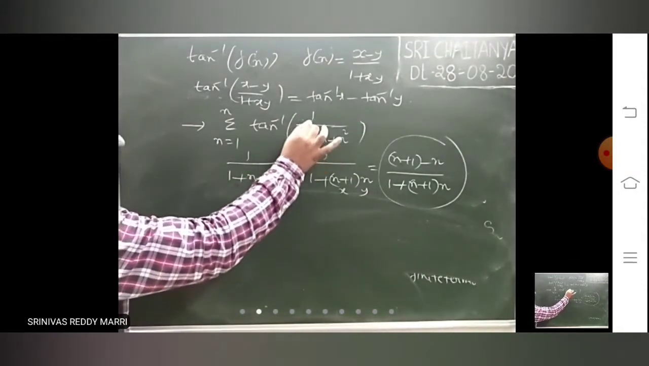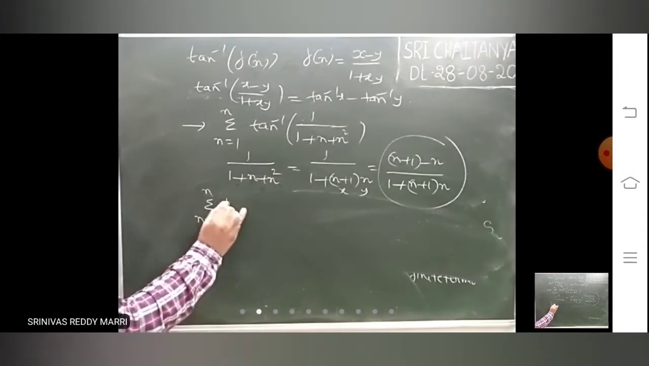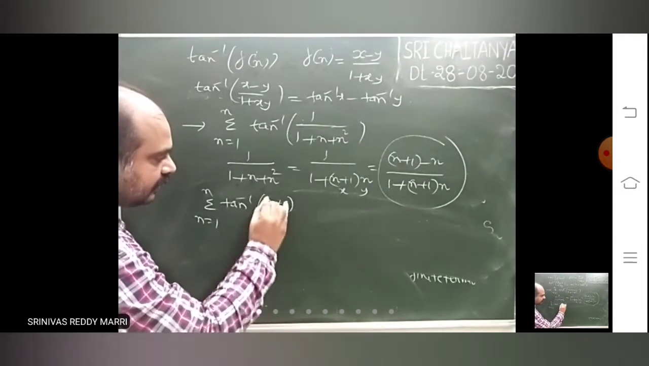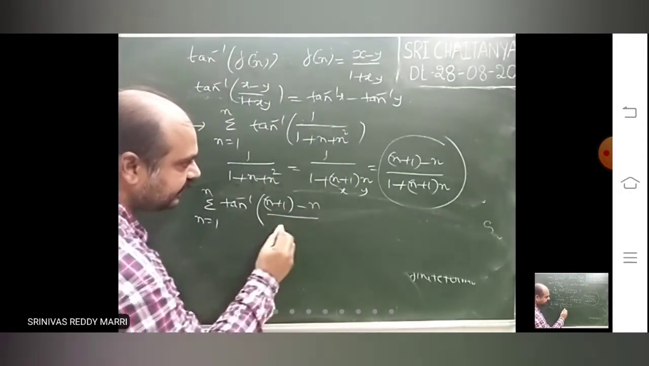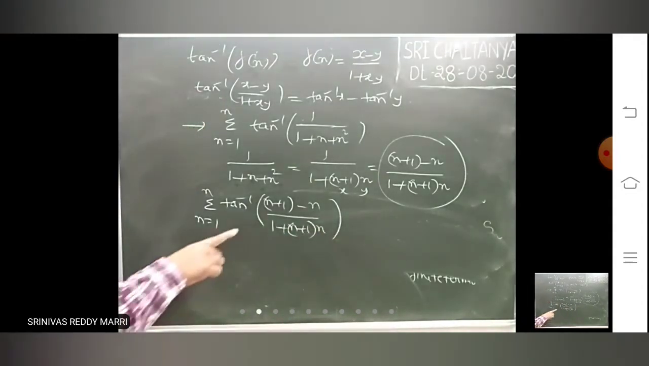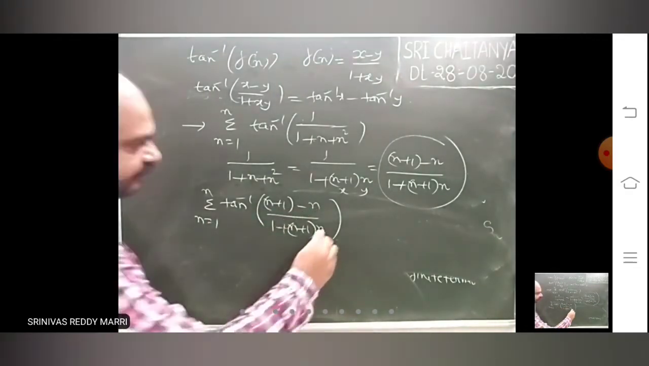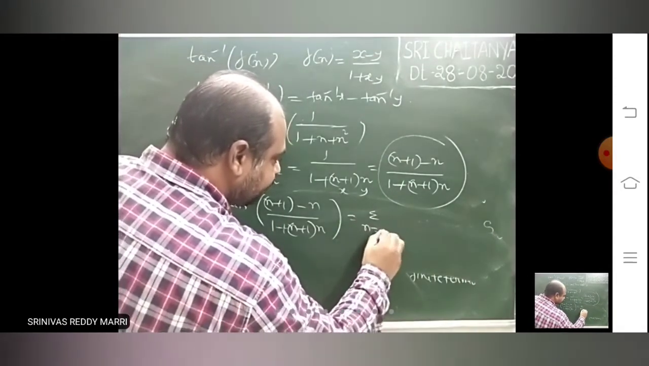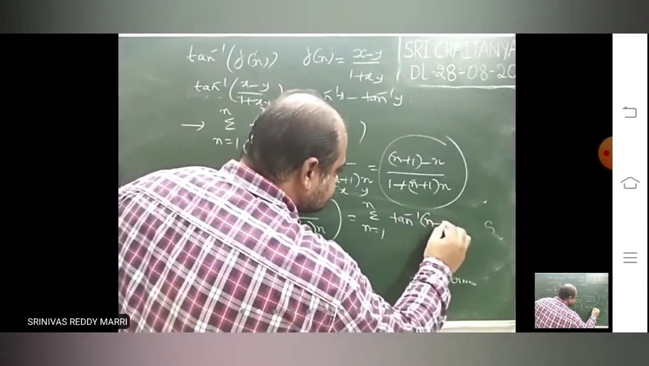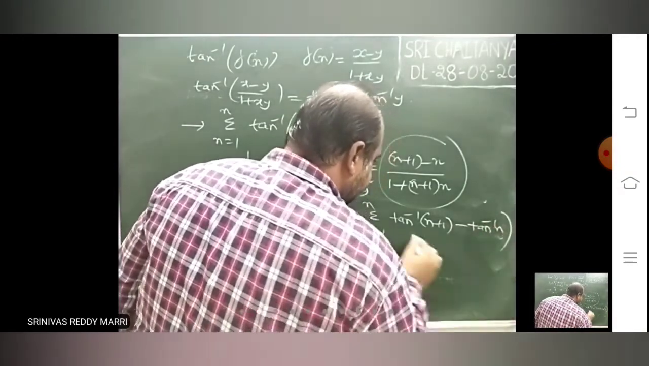Here, instead of this, you write this one: sigma n equal to 1 to n of tan inverse of n plus 1 minus n divided by 1 plus n plus 1 into n. Right? Now this is of the form tan inverse of x minus y divided by 1 plus xy. That means sigma, what is this formula? Tan inverse x minus tan inverse y.